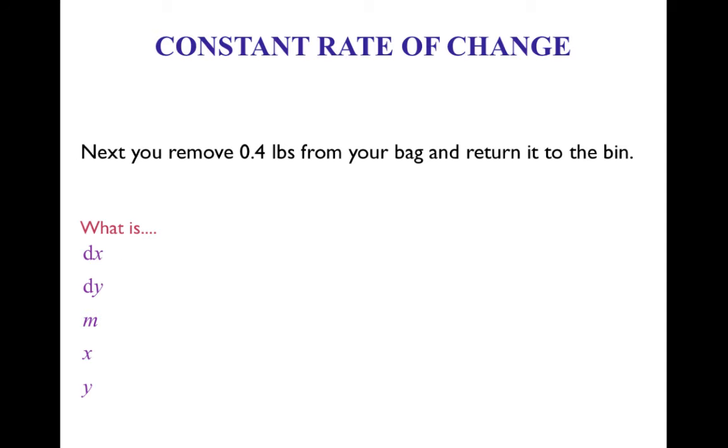How about this? Next, remove 0.4 pounds from your bag. Return it to the bin or your box, whatever. Okay. So what are these variables in this situation?